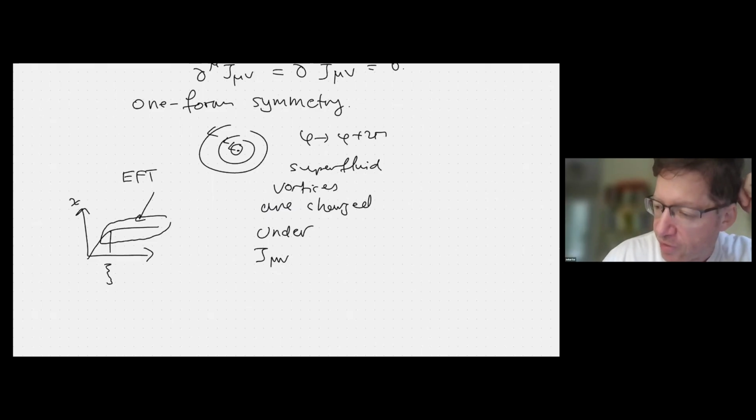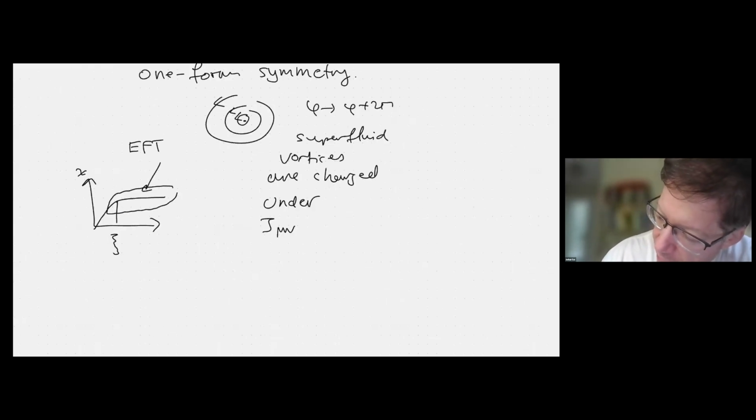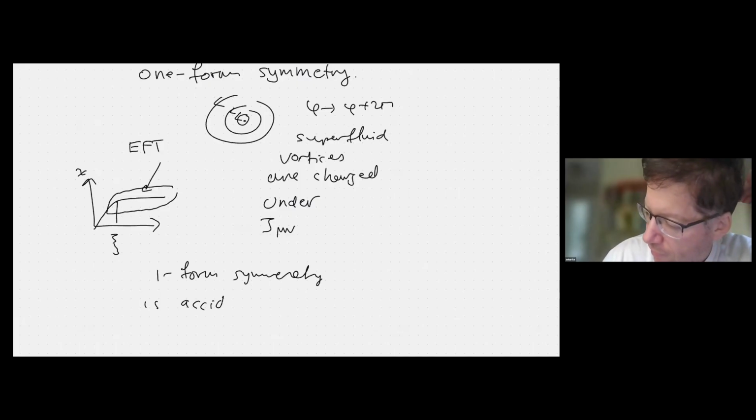It's just so in effective field theory, the vortices are charged under a special symmetry that does not exist in sodium atoms. This one-form symmetry is accidental. It doesn't exist in the full theory.